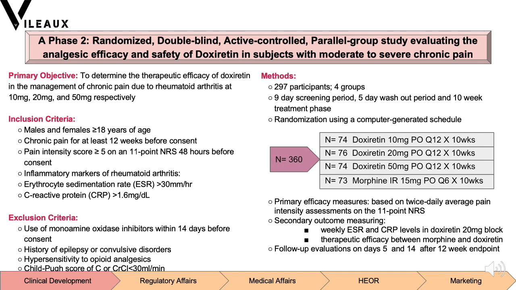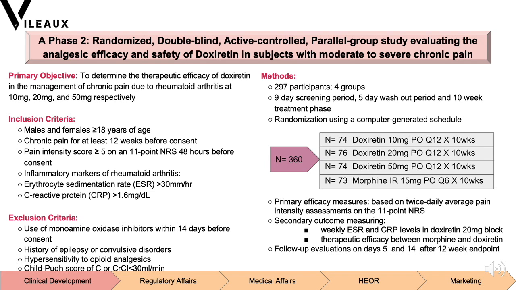Participants were excluded if they had used MAOIs within 14 days or had a history of seizures, hypersensitivity to opioids, and moderate to severe liver and kidney impairment. In methods, 297 participants were randomized using a computer-generated schedule into 4 groups. 3 groups were given respective doses of doxycycline every 12 hours. The 4th group was given morphine IR 50 mg every 6 hours. The length of trial included a 9-day screening period, 5-day washout period, and 10-week treatment phase.